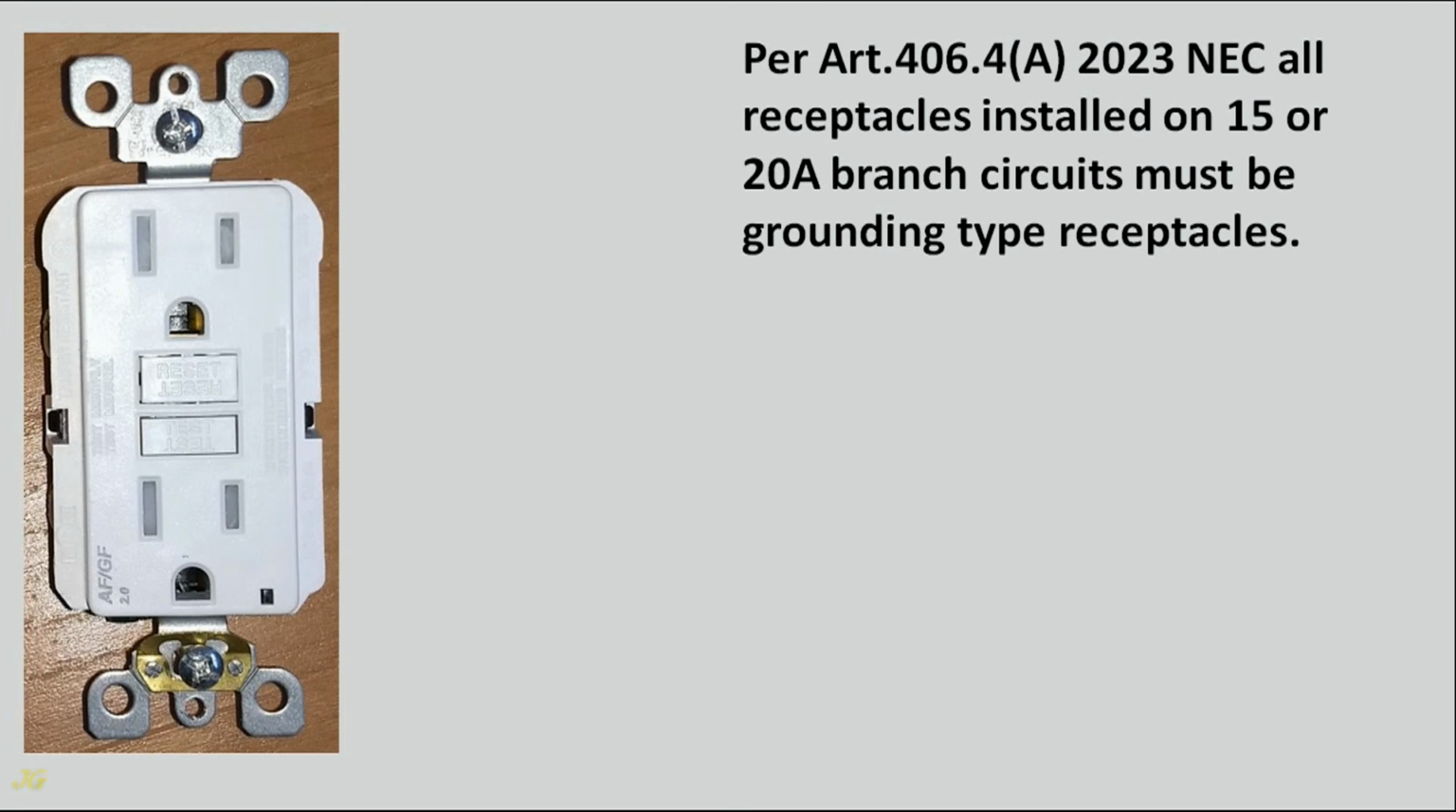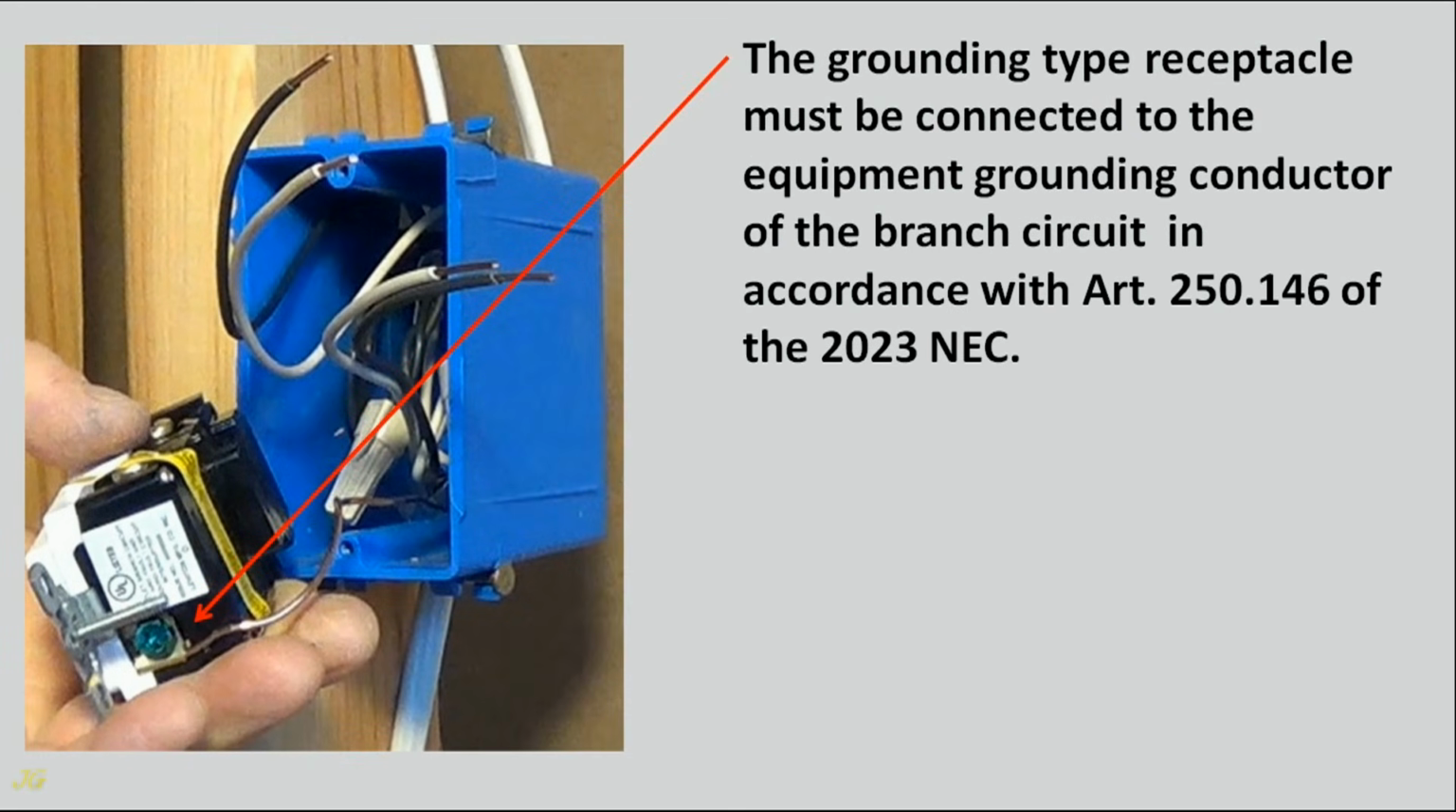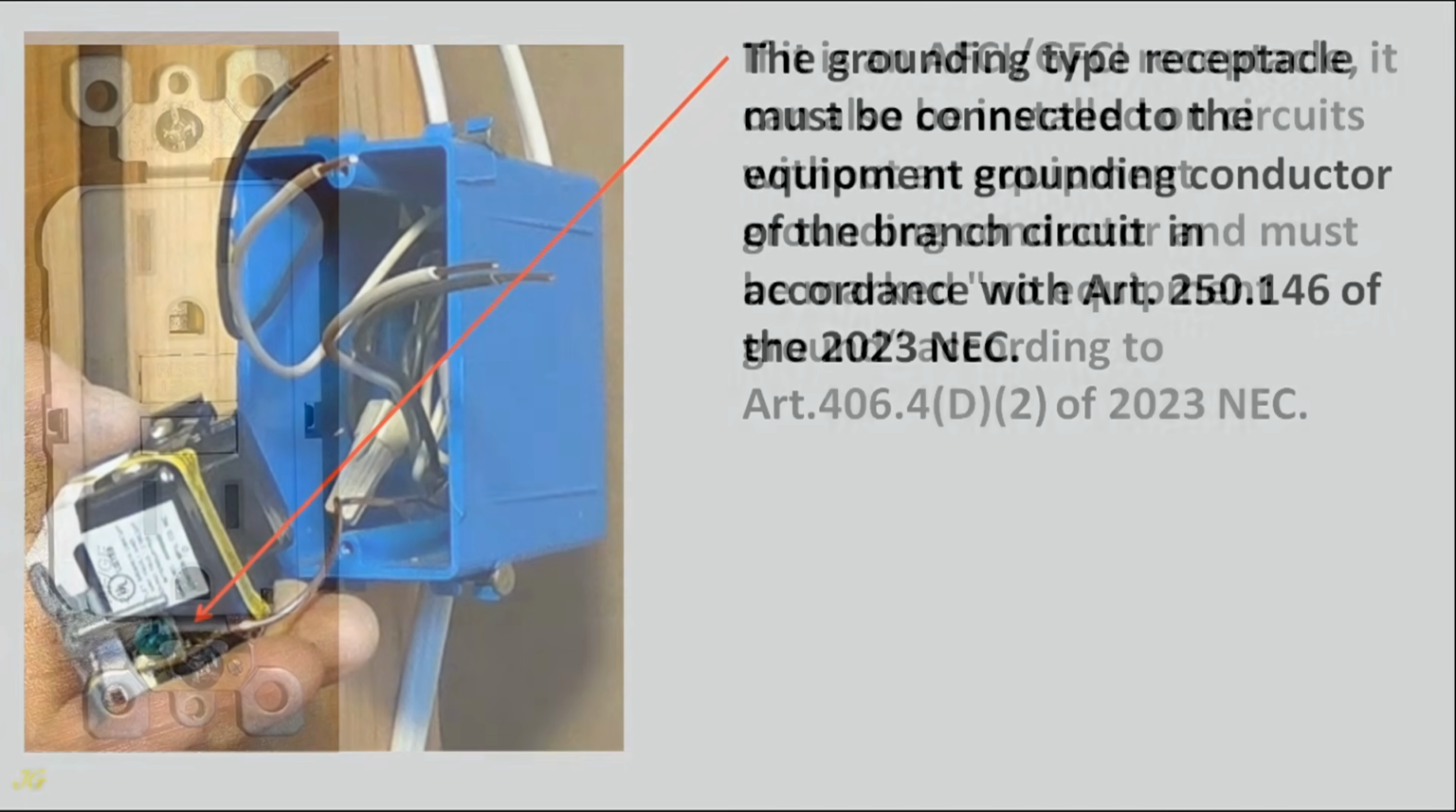Per Article 406.4(A), 2023 NEC, all receptacles installed on 15 or 20 amp branch circuits must be grounding type receptacles. The grounding type receptacle must be connected to the equipment grounding conductor of the branch circuit in accordance with Article 250.146 of the 2023 NEC.